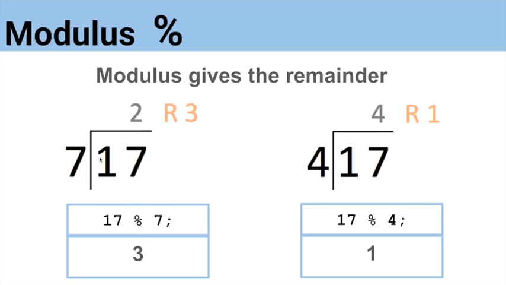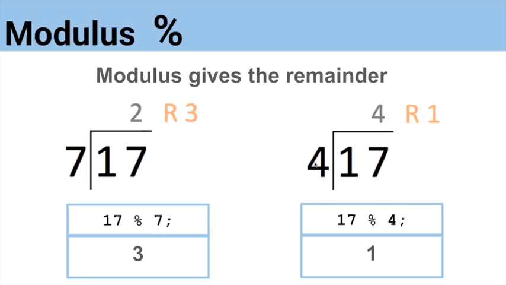And so you can see here's a normal division problem that you'd see. If you did this division out, you'd say, okay, 7 goes into 17 two times. 2 times 7 is 14, so there's a remainder of 3. So if you ask for 17 modulus 7, the answer that you would get is 3.